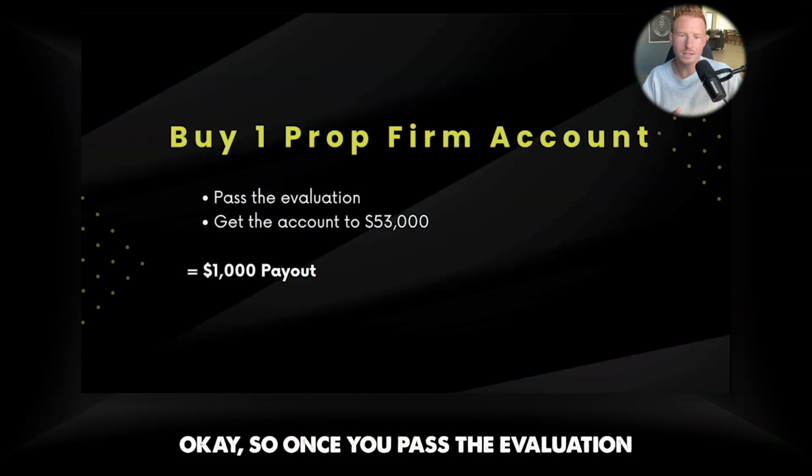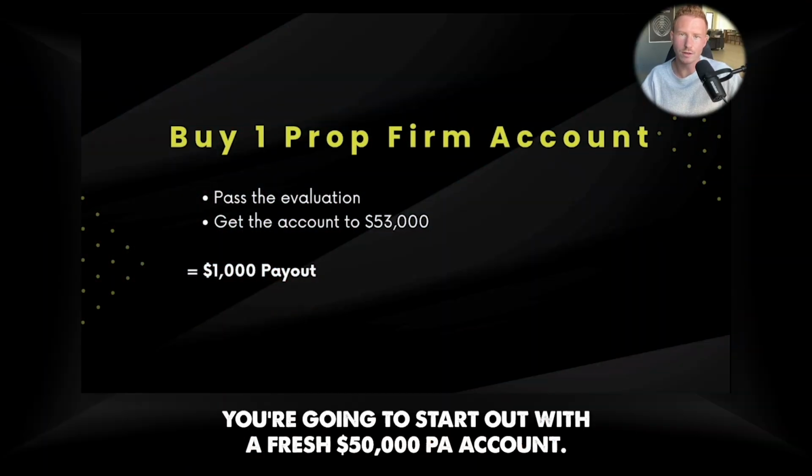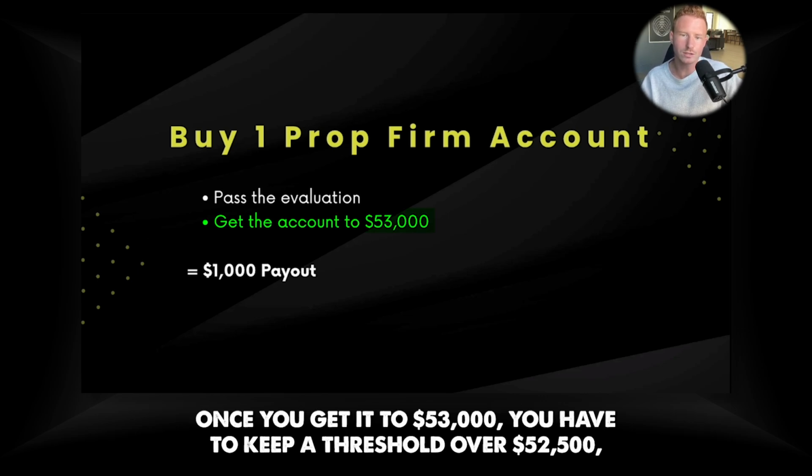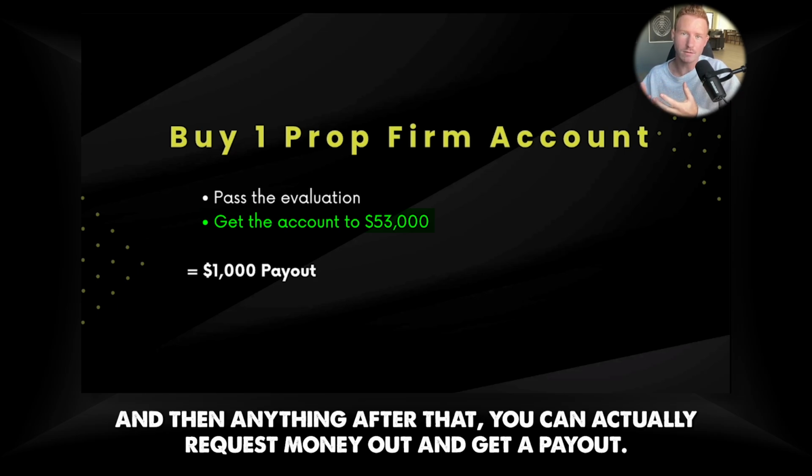Okay, so once you pass the evaluation, you're going to start out with a fresh $50,000 PA account. Basically, you want to get that account to $53,000. Once you get it to $53,000, you have to keep a threshold over $52,500, and then anything after that, you can actually request money out and get a payout.